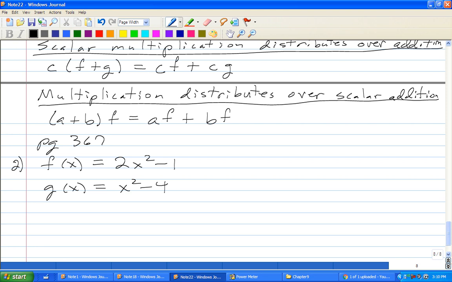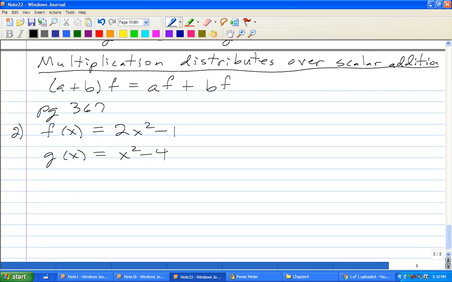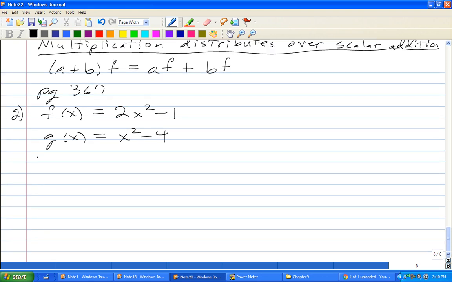So first let me do part A. I want to find f plus g. Well, let's look at the rule. The rule is just take f, add to it g. And so this is actually equal to, I can combine like terms if I want, 2x squared plus x squared is just 3x squared. Minus 1 minus 4 is minus 5.